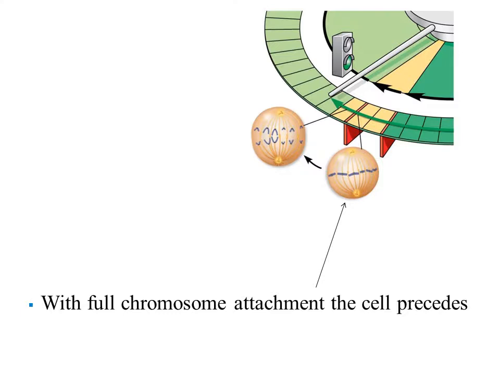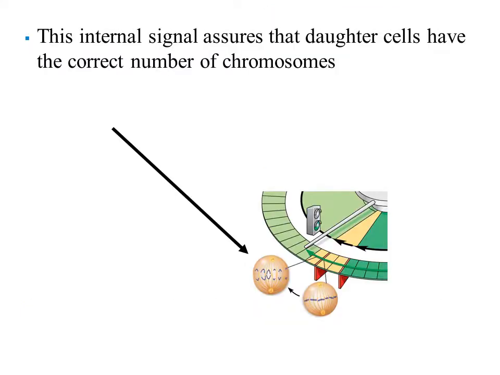If one of those spindle fibers is not attached to the chromosome, an error will occur. Therefore, you do not want to reproduce that cell. You need to fix it. So the cell can fix itself or it can destroy itself through a process called apoptosis. So this is an internal signal. This internal signal assures that daughter cells have the correct number of chromosomes. Each daughter cell must have 46 chromosomes.